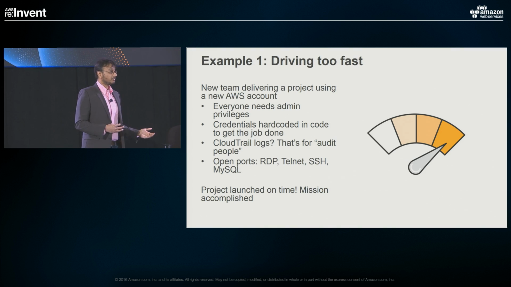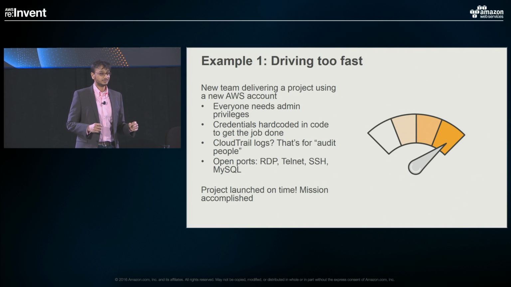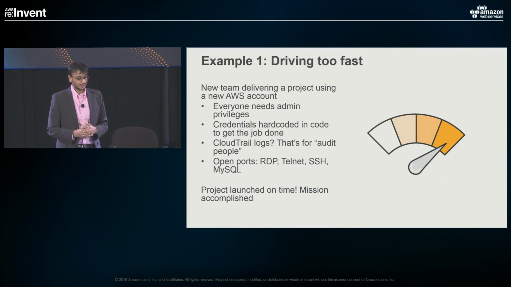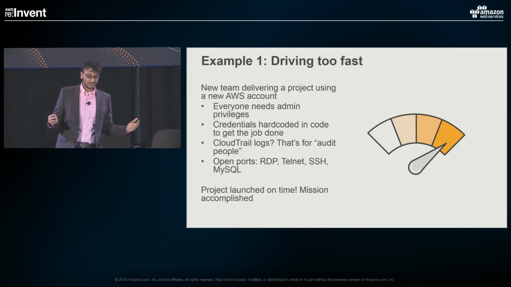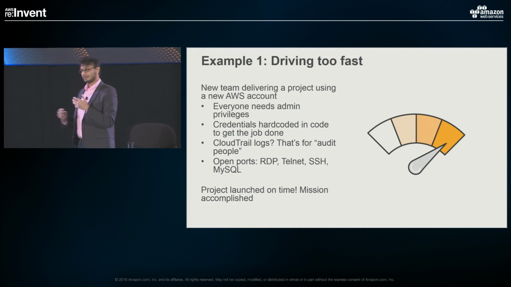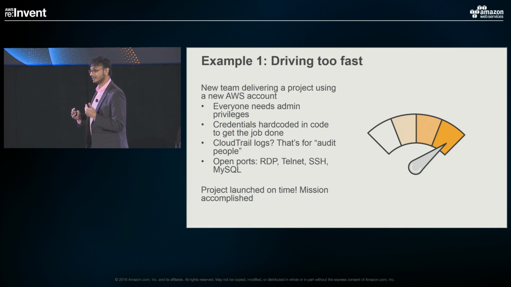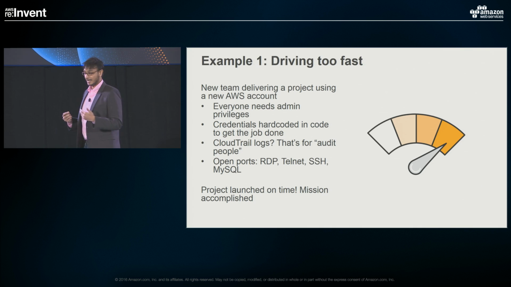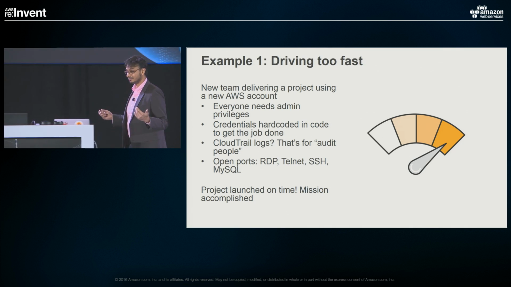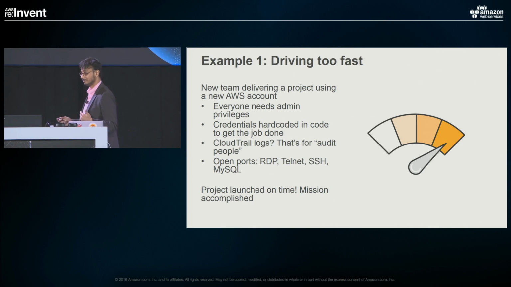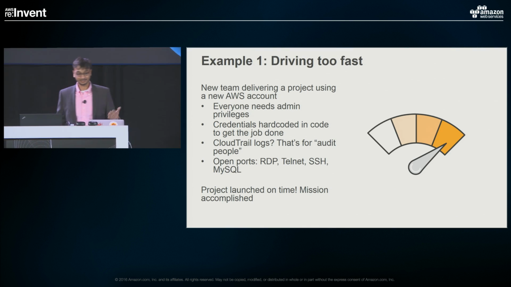They don't enable CloudTrail because that's for audit people, and we don't really care because we're developers and we want to get stuff done. Ports are open, and there was no concept of gamma or test and prod. The test became prod, right? And the project was launched on time and mission accomplished. And things never change from test. That's production. This has happened.